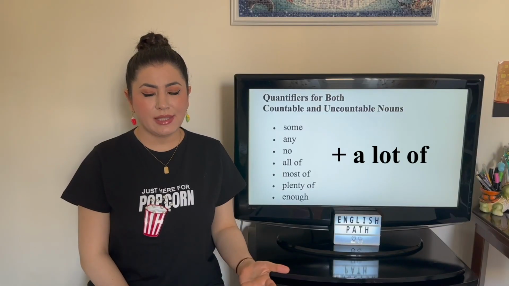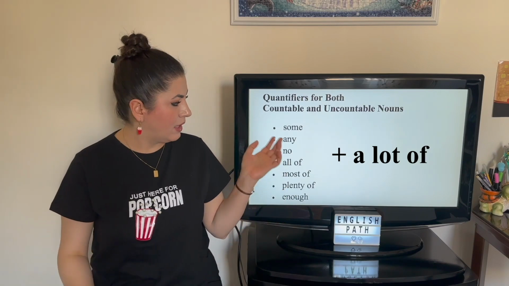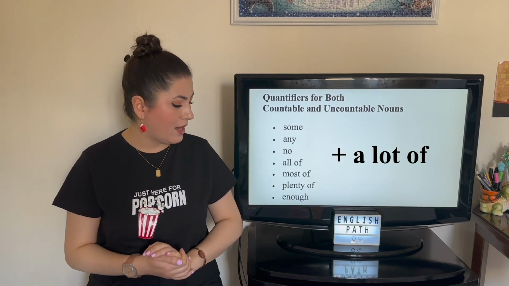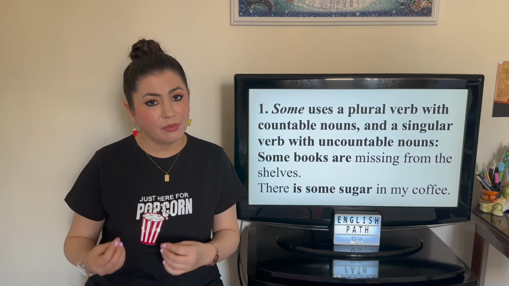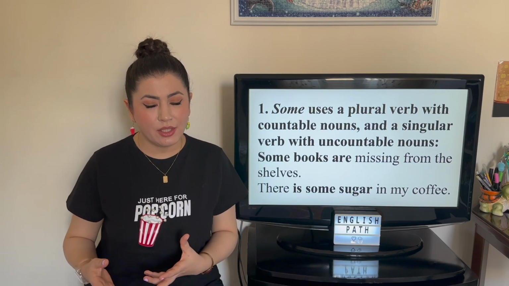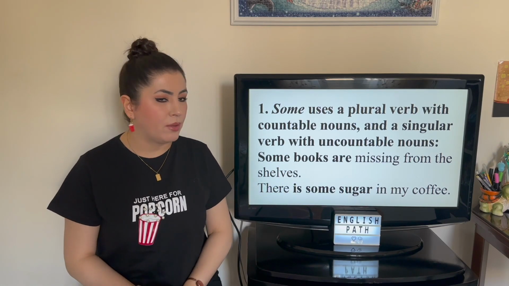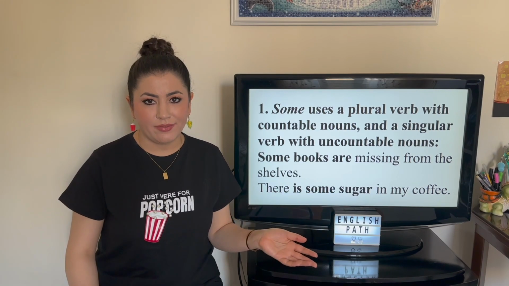And quantifiers that can be used for both countable and uncountable nouns are a lot of, some, any, no, all of, most of, plenty of, and enough. Some uses plural nouns and plural verbs with countables, and singular nouns with singular verbs for uncountables, like, some books are missing from the shelves. And for uncountables, there is some sugar in my coffee.